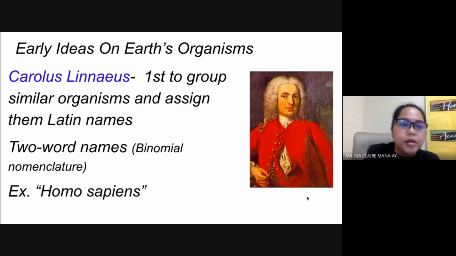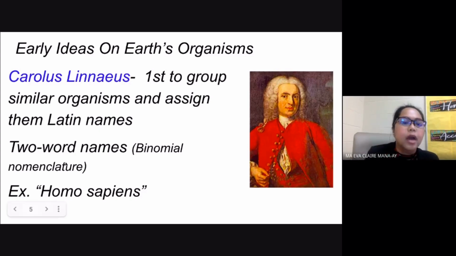Until another person by the name of Carolus Linnaeus. Some books would use the names Carl von Linné. They're the same people. Carolus Linnaeus or Carl von Linné. He was the first to group similar organisms and assign them Latin names. So he is actually called the father of taxonomy. When you say taxonomy, that's the scientific grouping of organisms. So unlike Aristotle, his methods of arranging organisms, his methods of grouping organisms were already scientific.